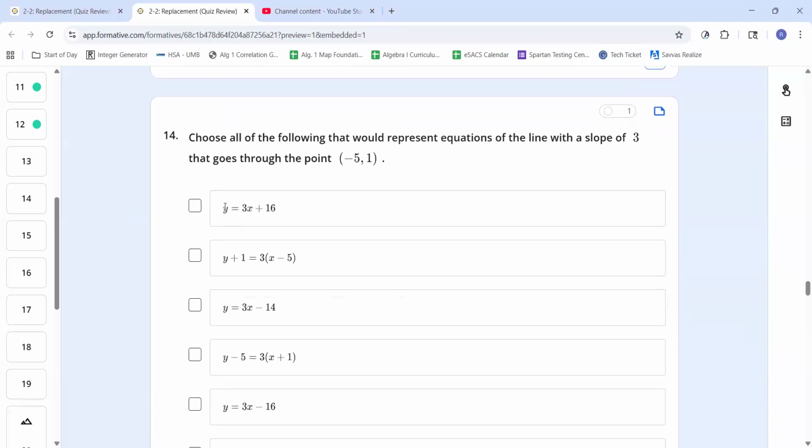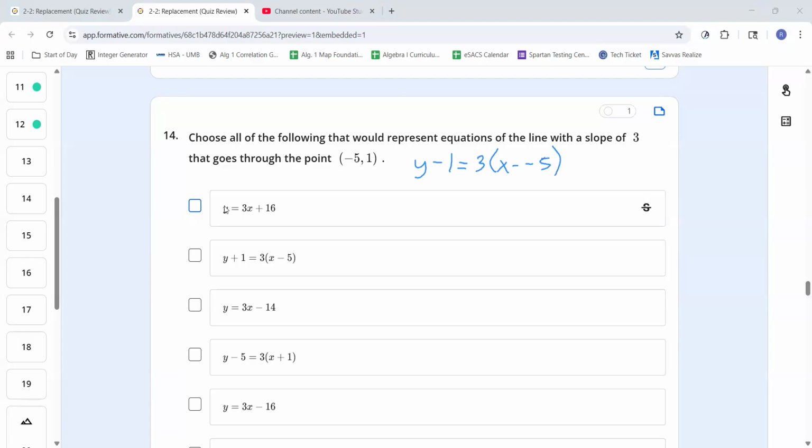All right, now it's going to get a little harder. Choose all of the following that would represent equations of the line with a slope of 3 that goes through the point -5, 1. So I've given you a point and I've given you the slope. You should start with point-slope form. That's what we learned Wednesday and Thursday. All right, so y minus y1. Well, what's y1? It's 1. M is 3. X minus -5.